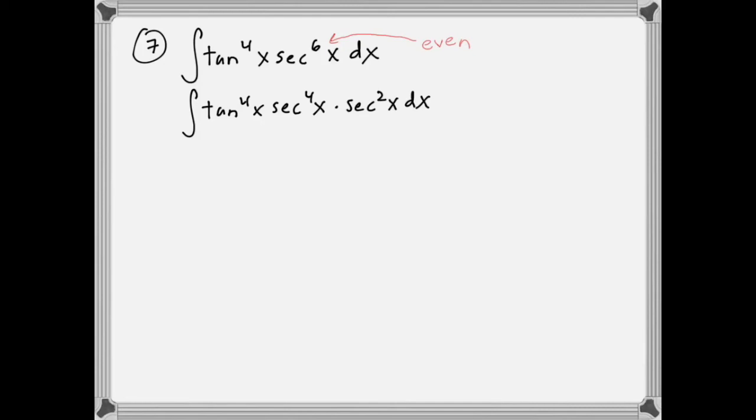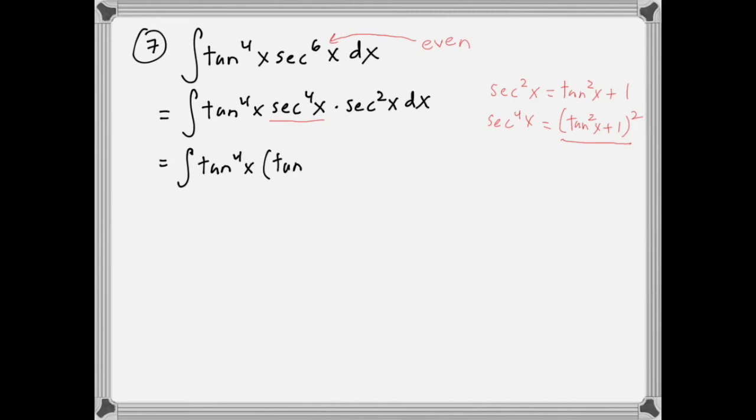Now, remember, we need to turn everything else now into a tangent using the identity, right? So we know that secant squared x is equal to tan squared x plus 1. So that means that secant to the 4th x, I have to square this side. Okay. So what I have here is what I can replace this with. So I have the integral of tan to the 4th x times tan squared x plus 1 squared, and then I have a secant squared x dx.